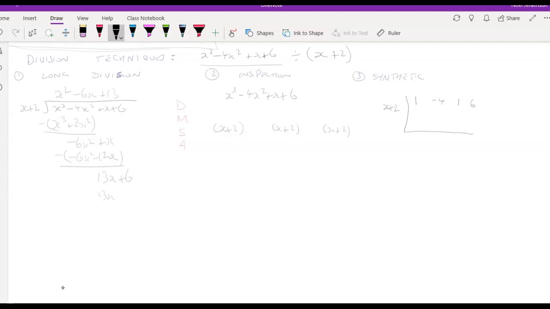Multiply, 13 times x is 13x. 13 times 2 is 26. Subtract. X's go away, 6 take away 26 is negative 20. We've now got our answer. X cubed, take 4x squared, plus x plus 6 equals x plus 2, this one, times x squared minus 6x plus 13, the quotient, minus 20 remainder.